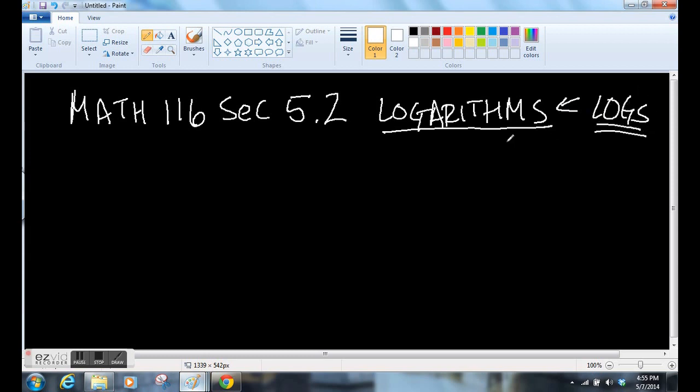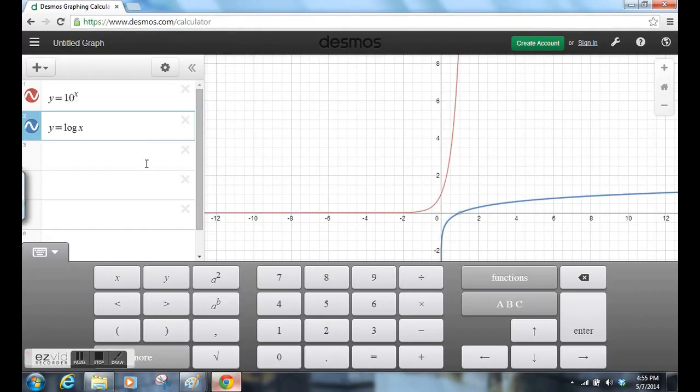Log functions, just like an actual log, can be a little bit slippery and hard for people to wrap their brain around. So hang on and do the best you can. Whenever you're studying exponential functions, you also study log functions.